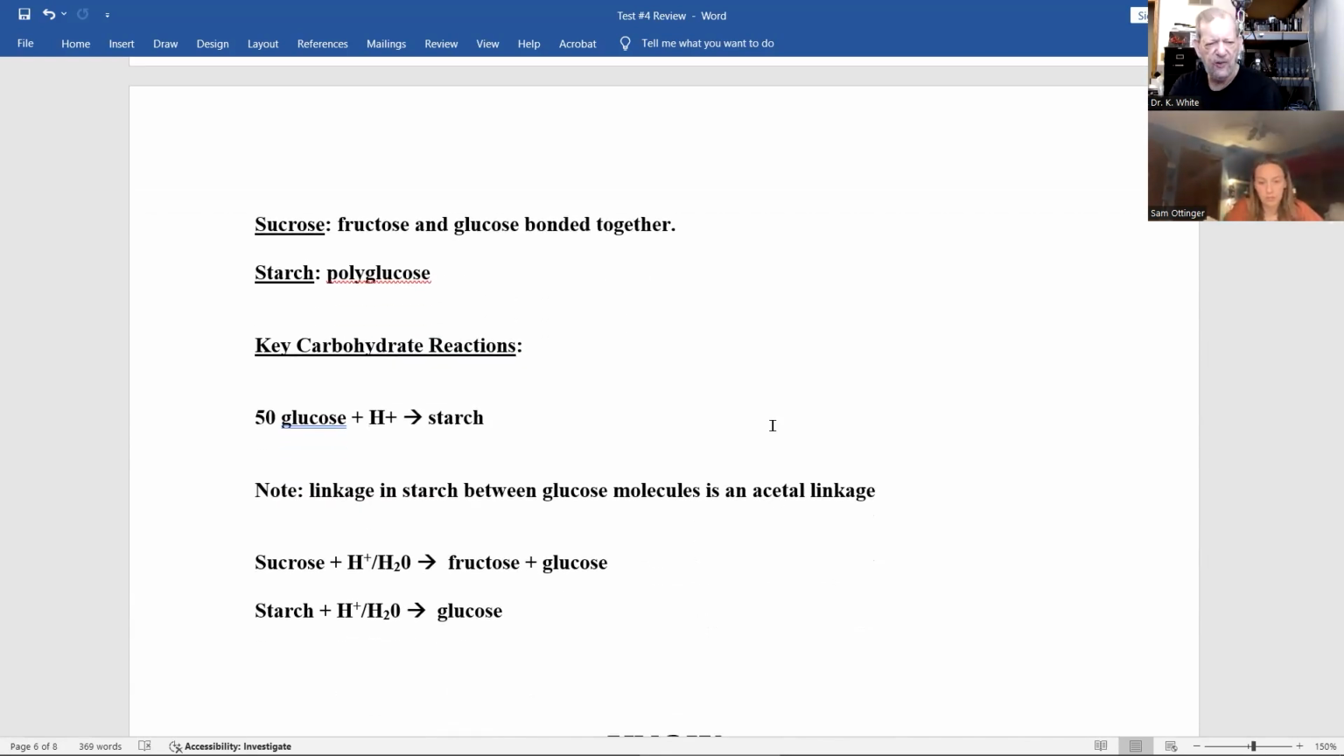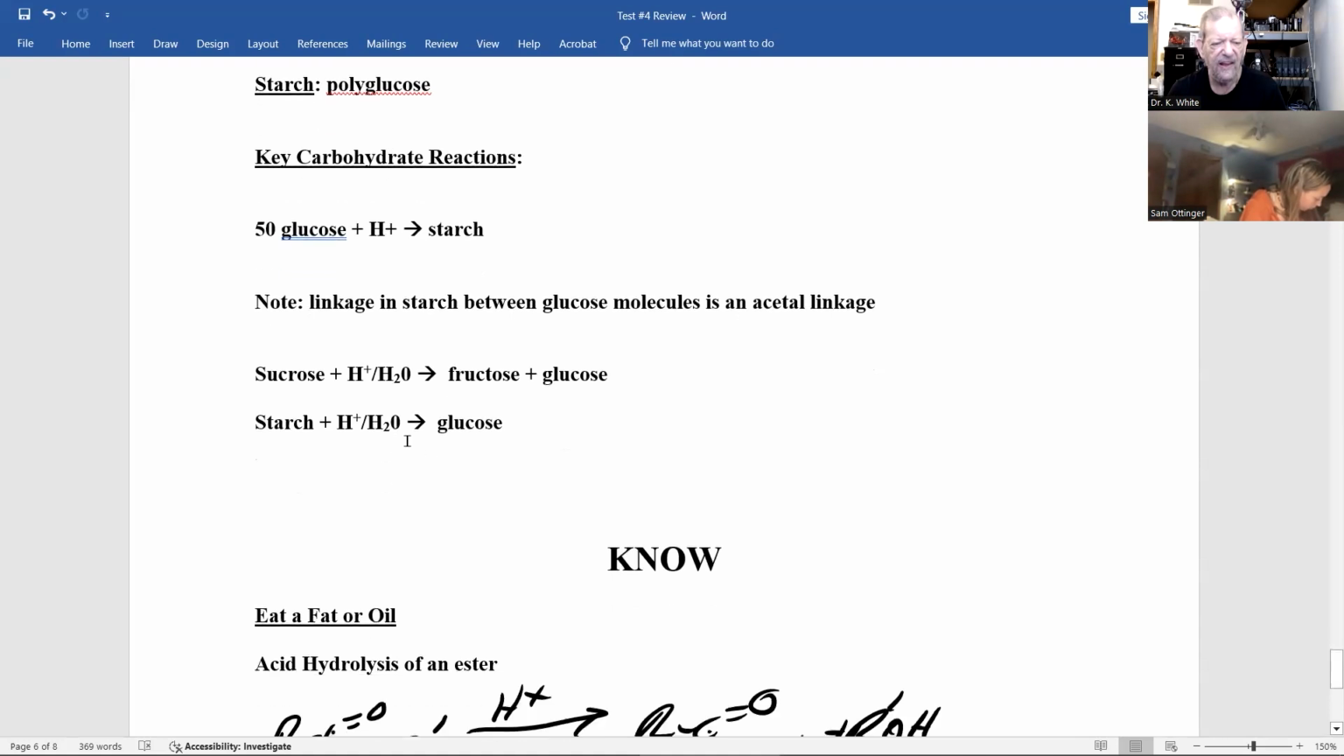Now, sucrose, table sugar, is a fructose and glucose bonded together. You should know that. Starch is a lot of glucose molecules bonded together, and that's called a polysaccharide, meaning many glucose. And the key linkage between glucose and starch, and also glucose and fructose in sugar, is an acetal linkage. Therefore, if I have sucrose reacted with acid and water, like in your stomach, it breaks down to fructose and glucose.